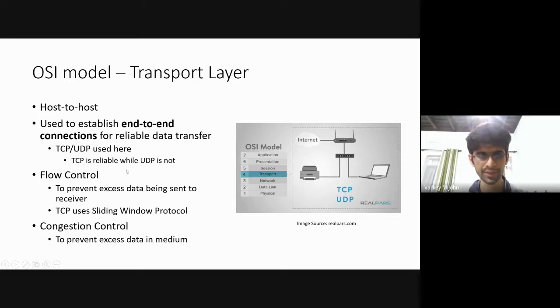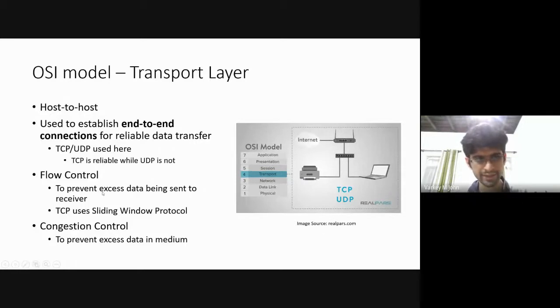TCP is reliable. Basically the data that is coming has a connection, and then it checks if there's an acknowledgement received from the receiver. If there is no acknowledgement, the data is sent again to the receiver so that it is received properly. And in UDP, it doesn't happen. The sender just sends the data to the receiver. So that's what happens in TCP and UDP, and that's what is there in the transport layer.